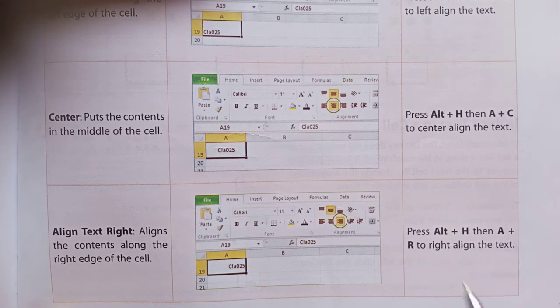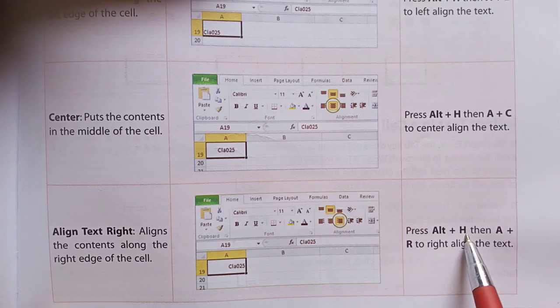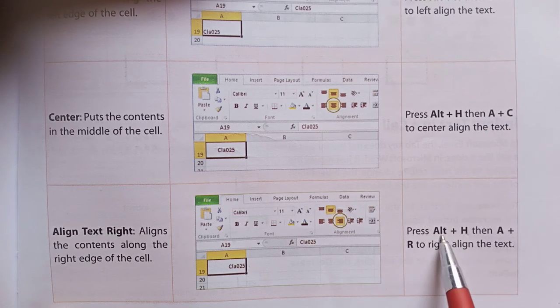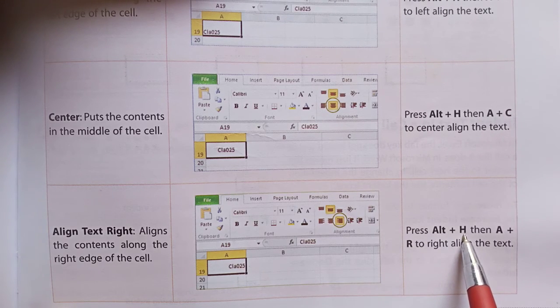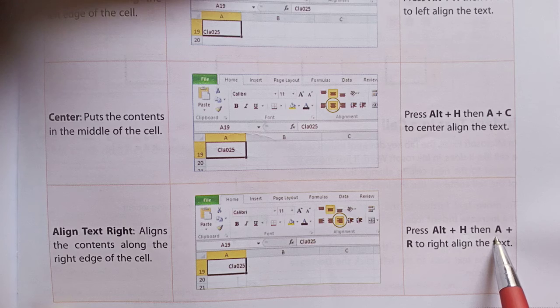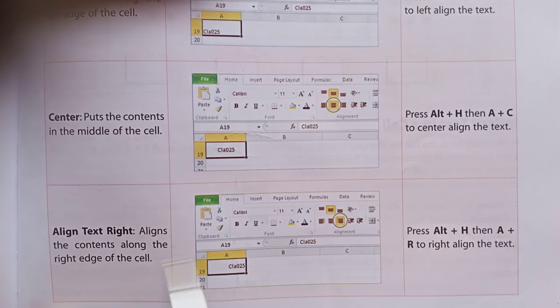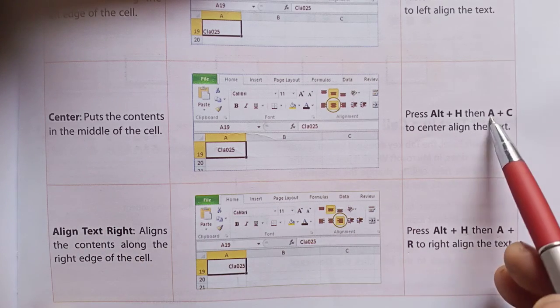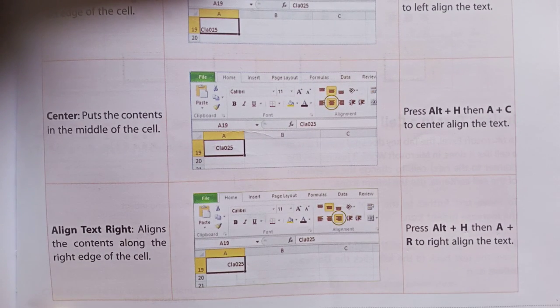Just remember that this Alt plus H is common for every type of alignment, whether it is top, left, center, right, justified, whatever it is. Alt plus H is common, and then according to the alignment, along with the A key, you have to press the respective key. If it is right align, it is A plus R. If it is center align, it is A plus C. So you can remember it this way.